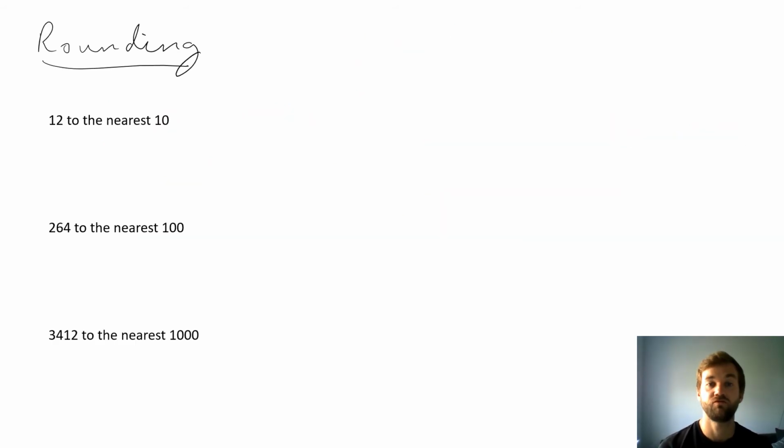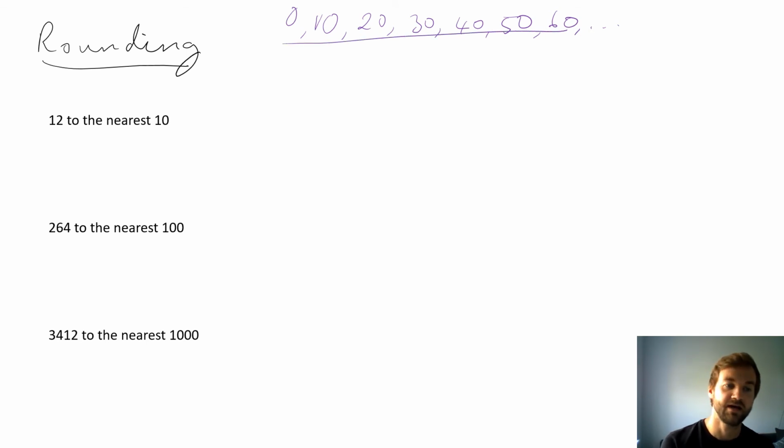Okay, I'm going to go through rounding now as quickly as possible, trying not to miss out any key information. 12 to the nearest 10. We need to think about what the nearest 10 means. All that means is we want to round a number so that it's closest to the 10 that it's nearest to. So for example, 0, 10, 20, 30, 40, 50, 60, and so on. I need to think about which of these 10s 12 is nearest to.